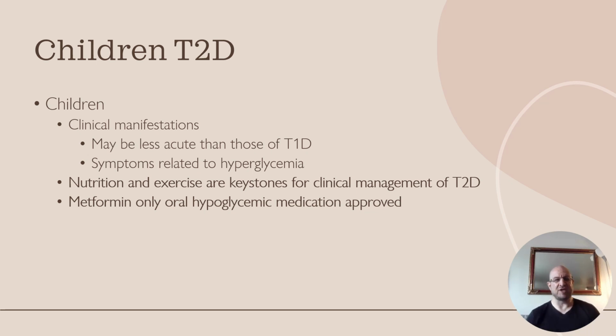Type 2 diabetes in children is relatively uncommon, and may be less acute than type 1. Remember, they still produce some insulin. Symptoms related to hyperglycemia. Nutrition and exercise are keystones for this, for kids. And for children with type 2 diabetes, metformin is the only oral hypoglycemic medication approved.